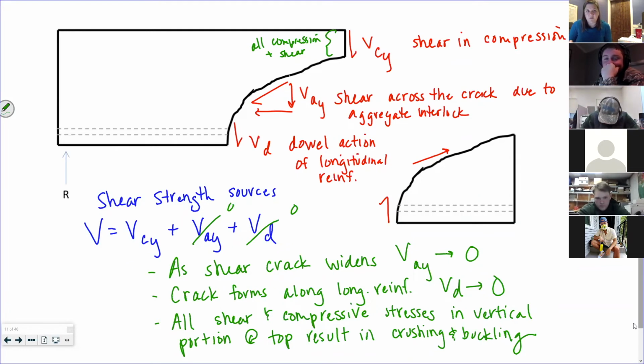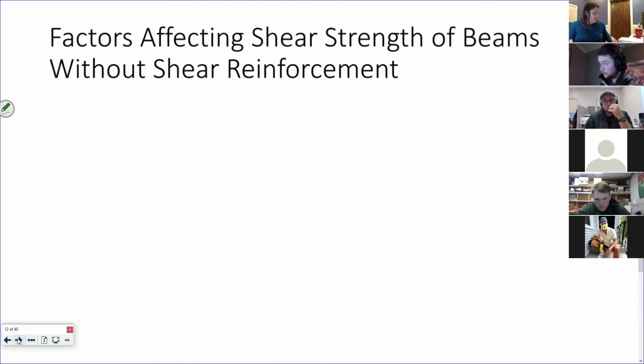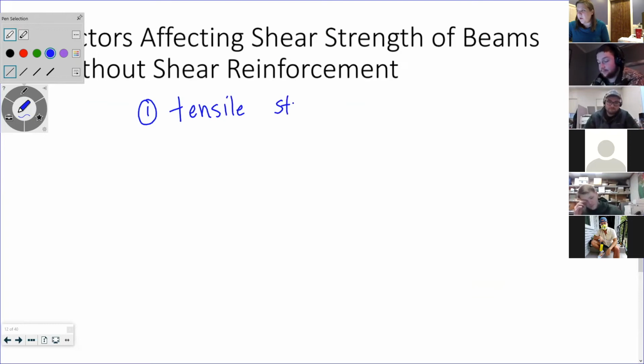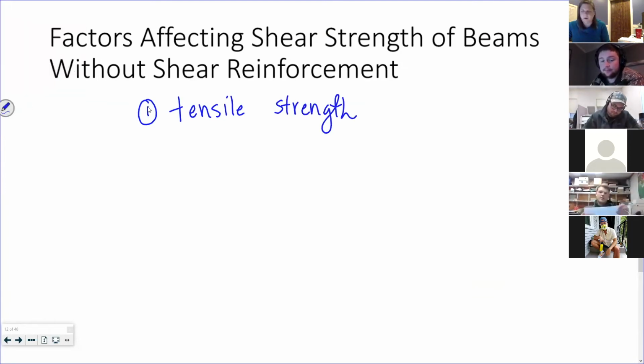Ready to turn the page? Ready. Factors that affect the shear strength of my beam if I don't include reinforcement are the tensile strength of my concrete, and the reinforcement ratio.